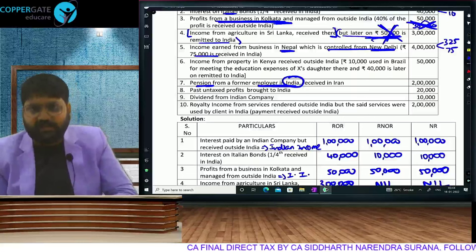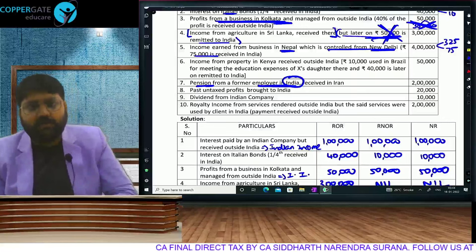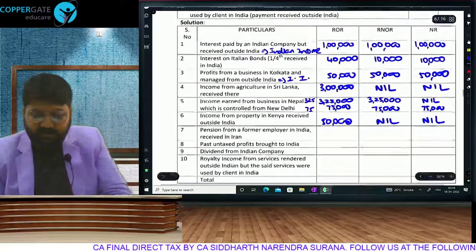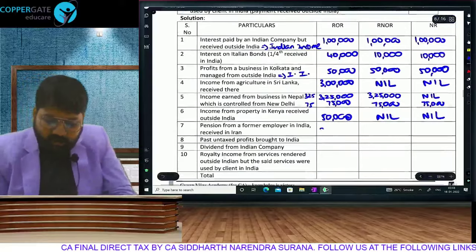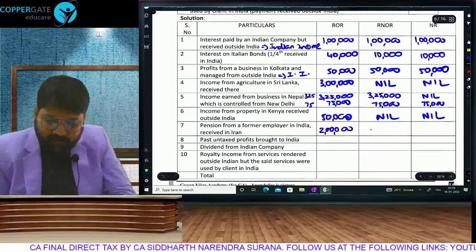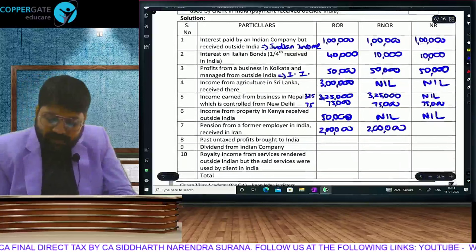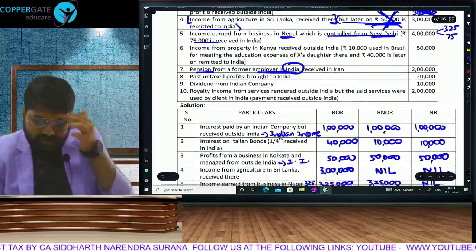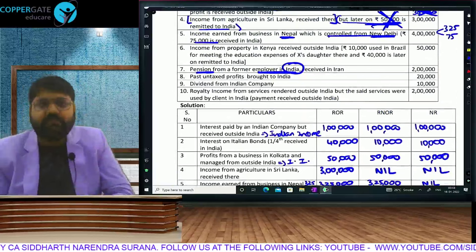And once it is Indian income, now you can answer the taxability irrespective of where it is received. What will happen? Can I say it will be taxable in all the three cases? It will be taxable. Yes or no? Very good. Next. Yes, please.